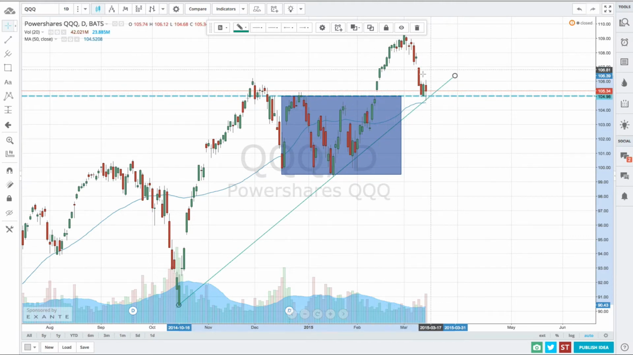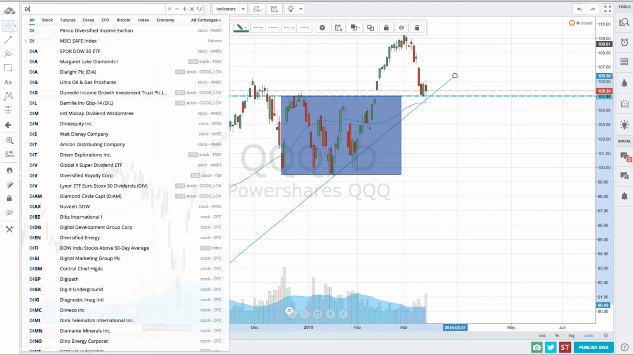This is a much better situation than the S&P, where we're kind of below the 50-day and really kind of back in the consolidation. This is still testing the top of that consolidation. So the Qs look much stronger to me. Again, if we start breaking below 104.70, most likely the SPY is also breaking below its box.